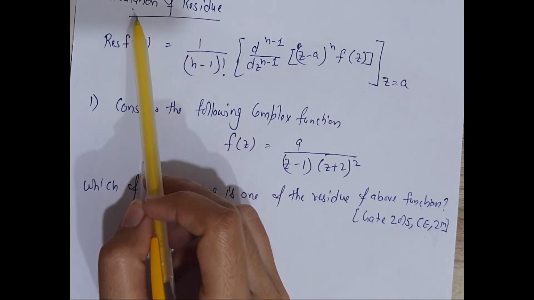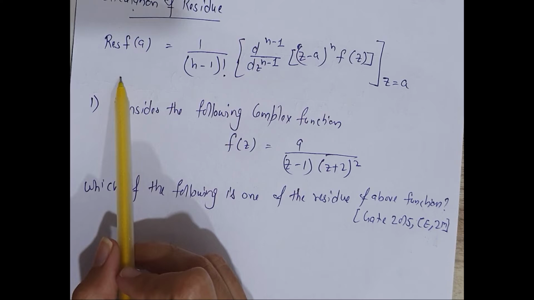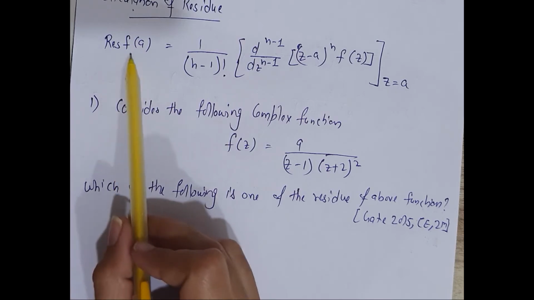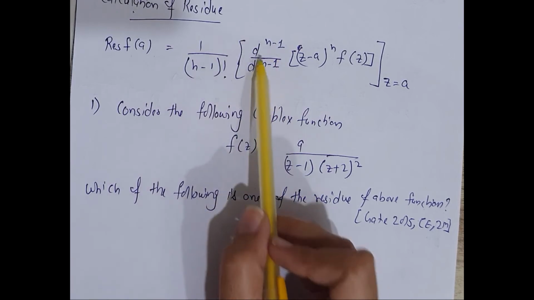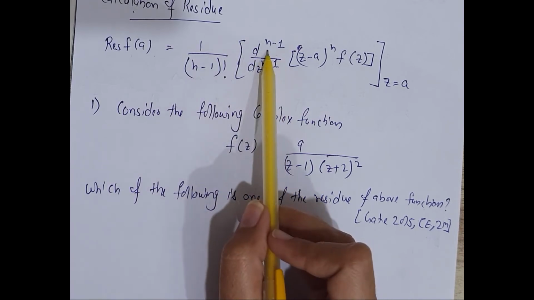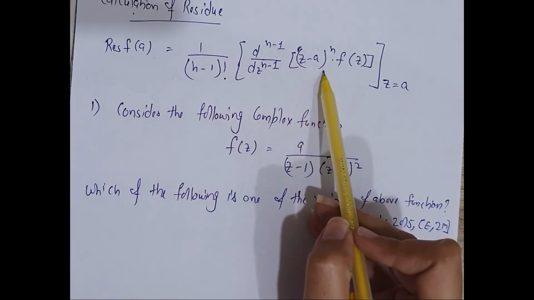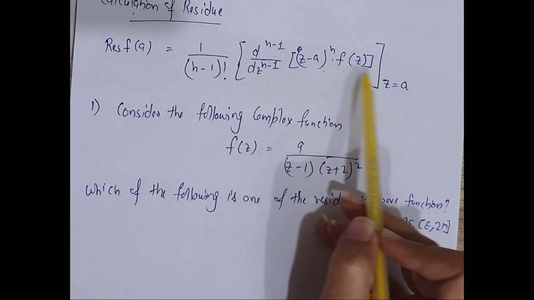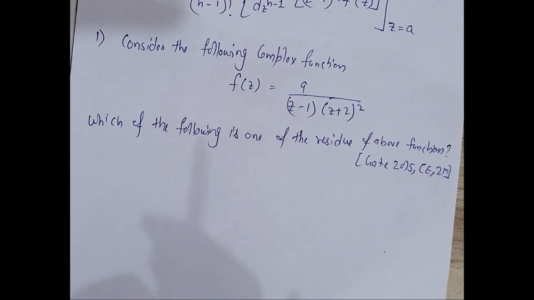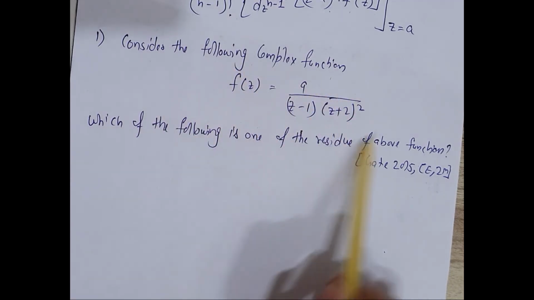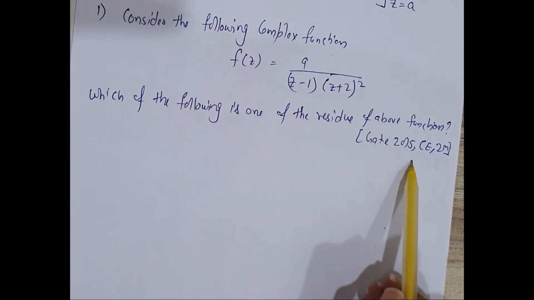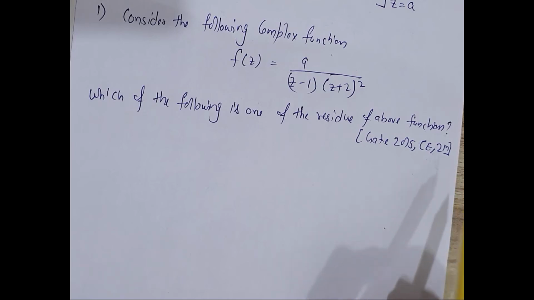In this we will learn how to calculate residue. Firstly learn the formula of residue, that is f(a) is equal to 1 upon (n minus 1) factorial, differentiation with respect to z, n minus 1, of (z minus a) raised to power n f(z). We will learn this with the help of examples. Now first example, consider the following function. This is a GATE 2015 CE 2 marks question.